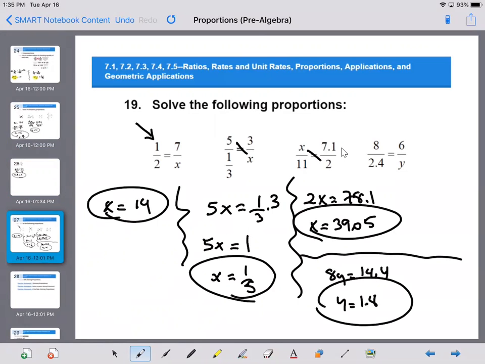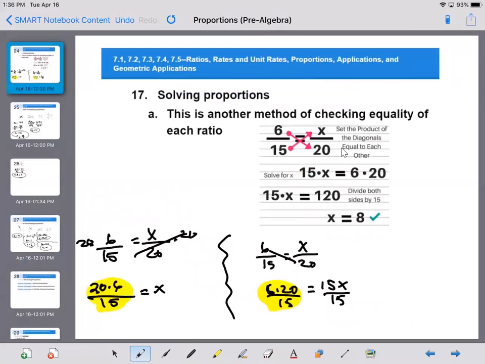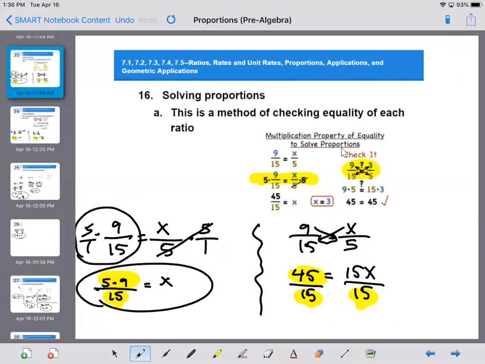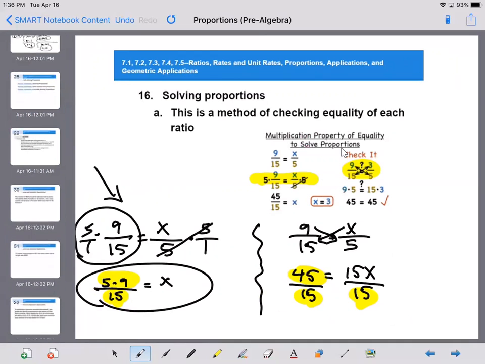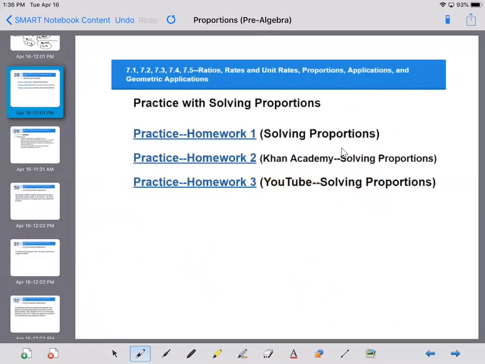So cross products is an efficient way to do that. But hopefully you understand that using the multiplicative property of equality, if I multiply both sides by what's in the denominator, then I have to do it to the other side. So I'm still going to get the same product as if I was doing cross products. So I would encourage you to work some practice problems if needed.